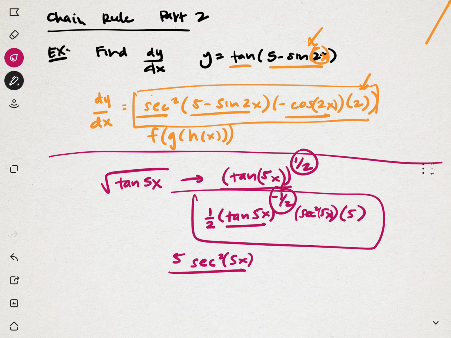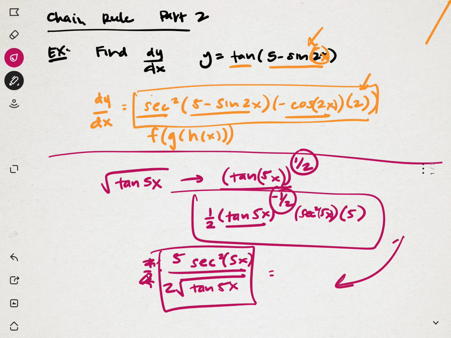Over, right? This negative sign means that we're going to do the reciprocal, so this is going to be square root tangent 5x in the bottom. And I guess technically 1/2 of that, 1 times 5 is 5, but then we could put the 2 in the denominator with the square root. Okay? So either way is fine.